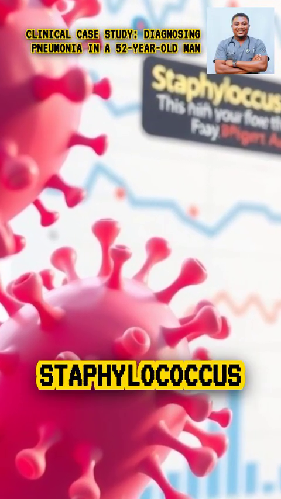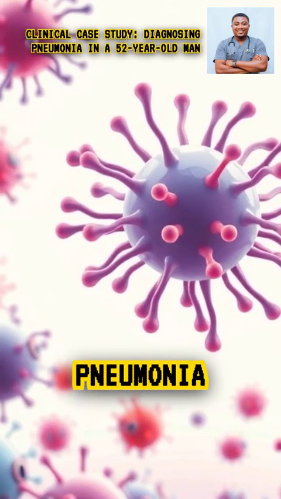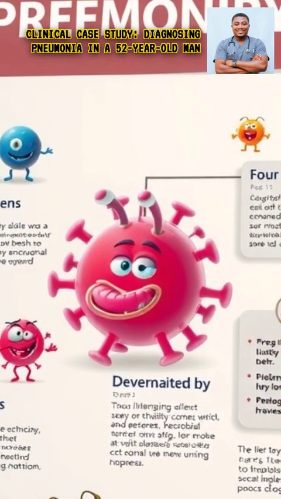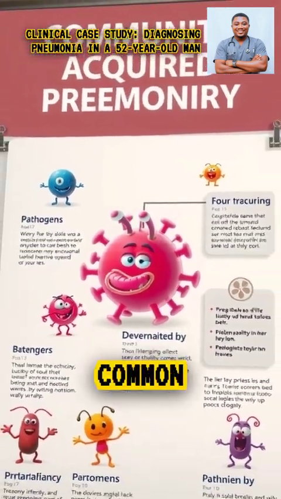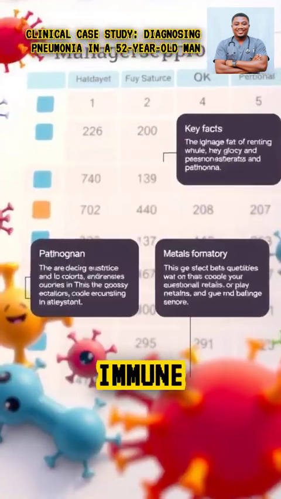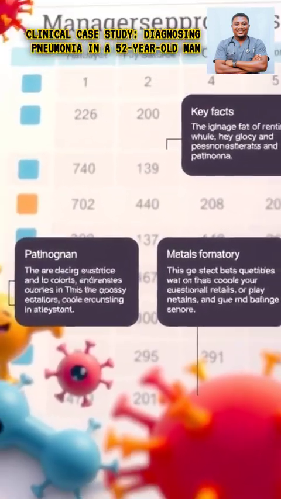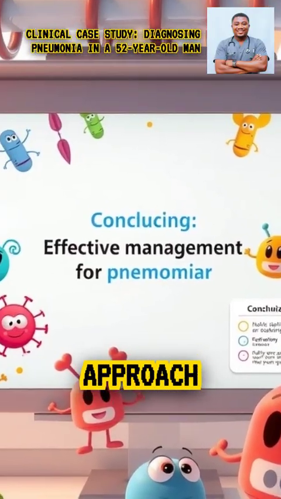3. Staphylococcus aureus, particularly notable for causing pneumonia following viral infections, such as influenza. 4. Klebsiella pneumonia, more common in individuals with weakened immune systems and associated with aspiration pneumonia. Understanding these pathogens enables us to tailor our management approach effectively.